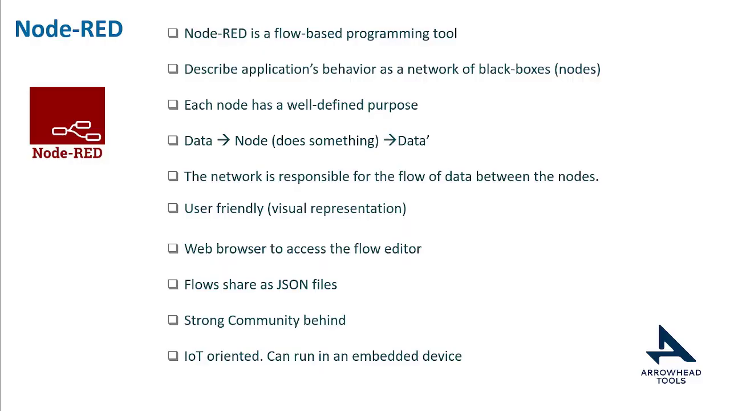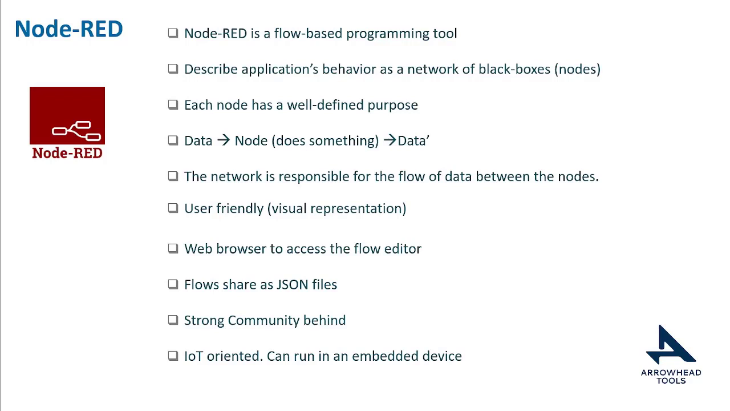NodeRED is a flow-based programming tool. It enables to describe an application's behavior as a network of black boxes, called nodes. Each node has a well-defined purpose. Data enters the node, the node does something, and data comes out of the node. The network is responsible for the flow of data between the nodes.